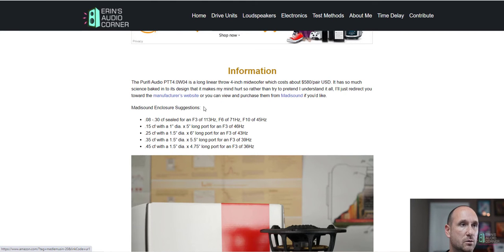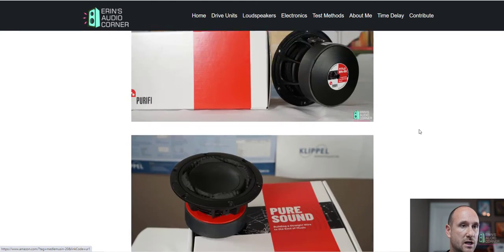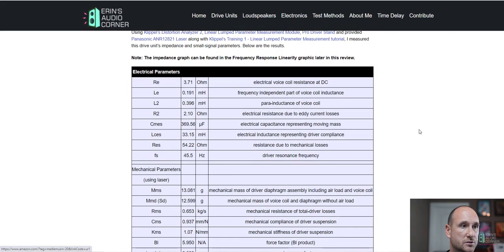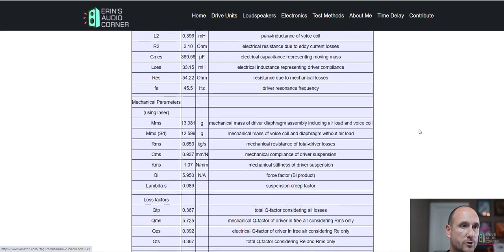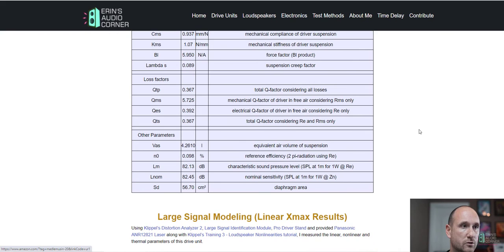So here's some basic information, which I'm not going to spend much time on. I want to go ahead and get straight to the results. And here are the TS parameters, which are very much in line with what Purifi posts. And just as a note, there are a lot of instances where a third party's results could be different than a manufacturer's because TS parameters are tested in different ways.